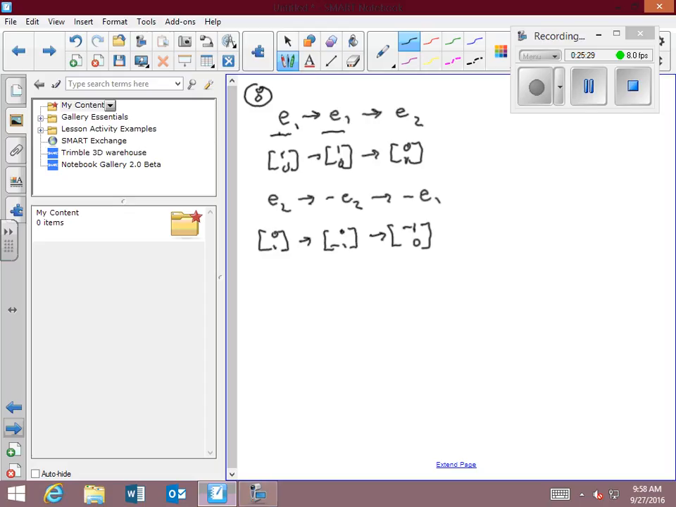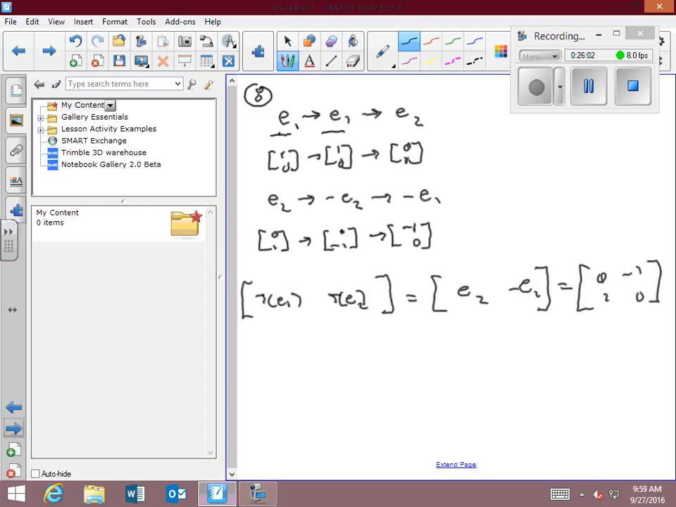So if you do your translations, E1, translation E2, then really what this is, translation is E2, a negative E1. So 0, 1, and a negative 1, 0. And this is your A matrix, your translation matrix. Okay.